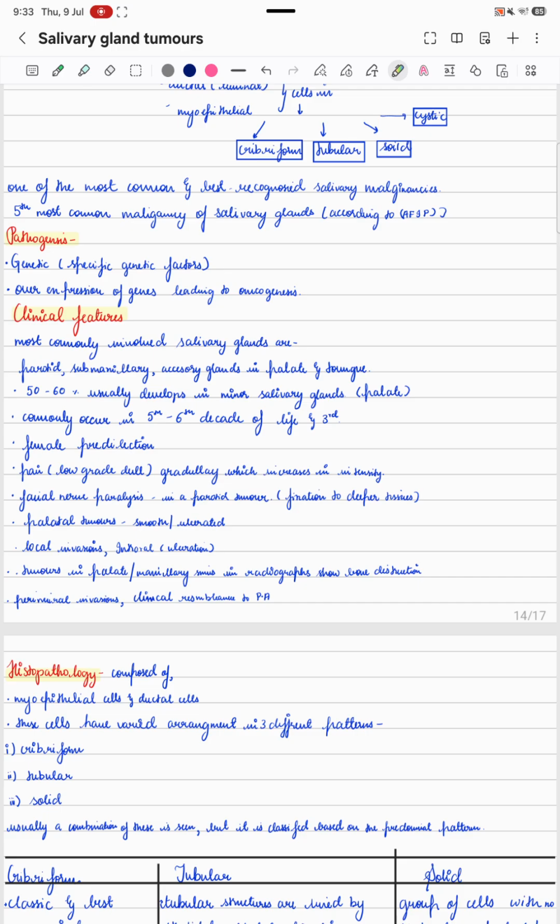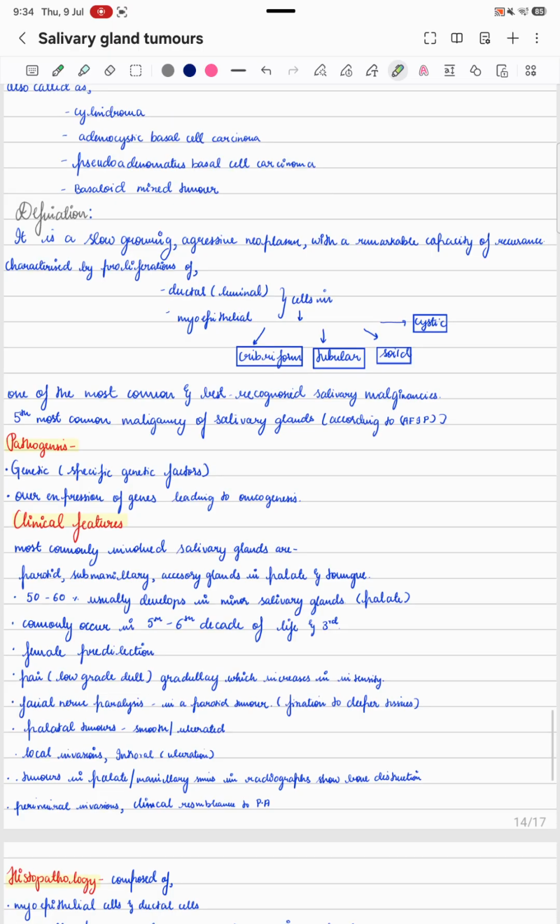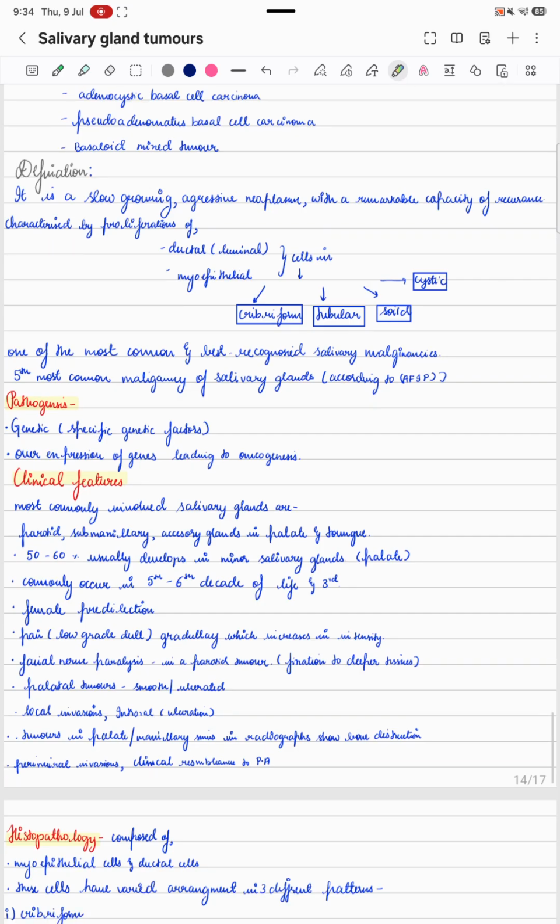The pain is low grade, dull, and gradually increases in intensity. So obviously it is a malignant cancer, a carcinoma, but it is slow growing, so it is not going to cause pain initially. It will have gradual pain which is low grade and then increases in intensity.